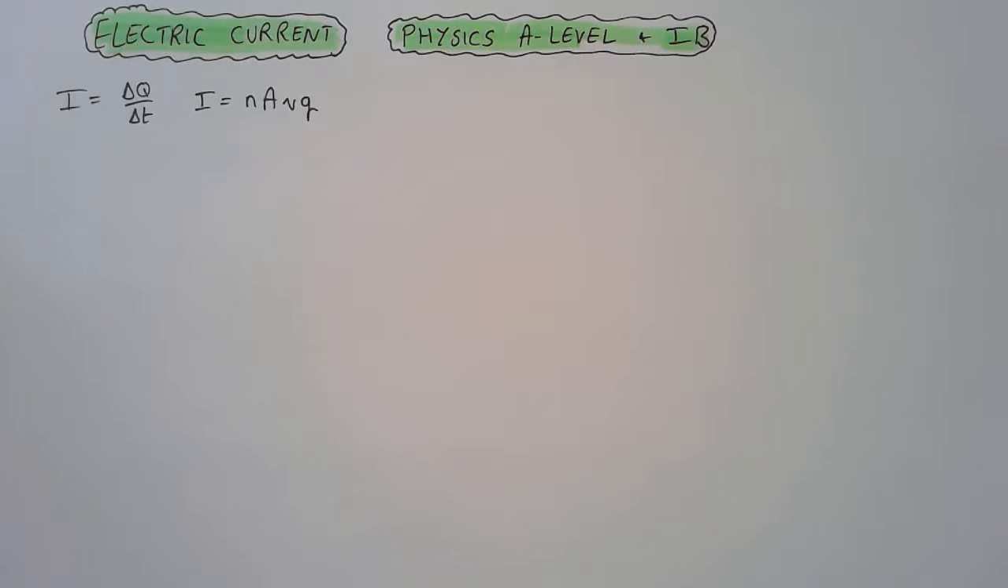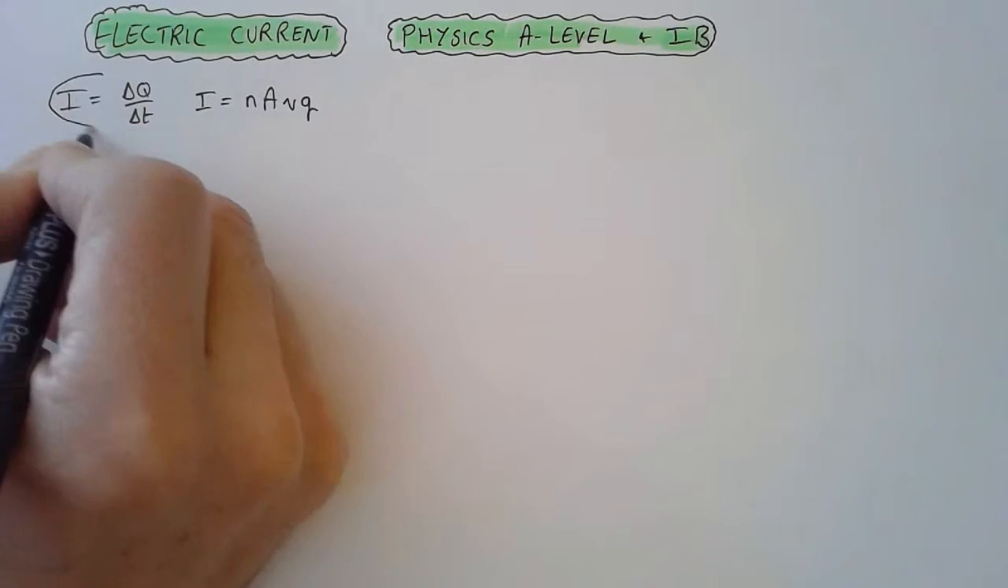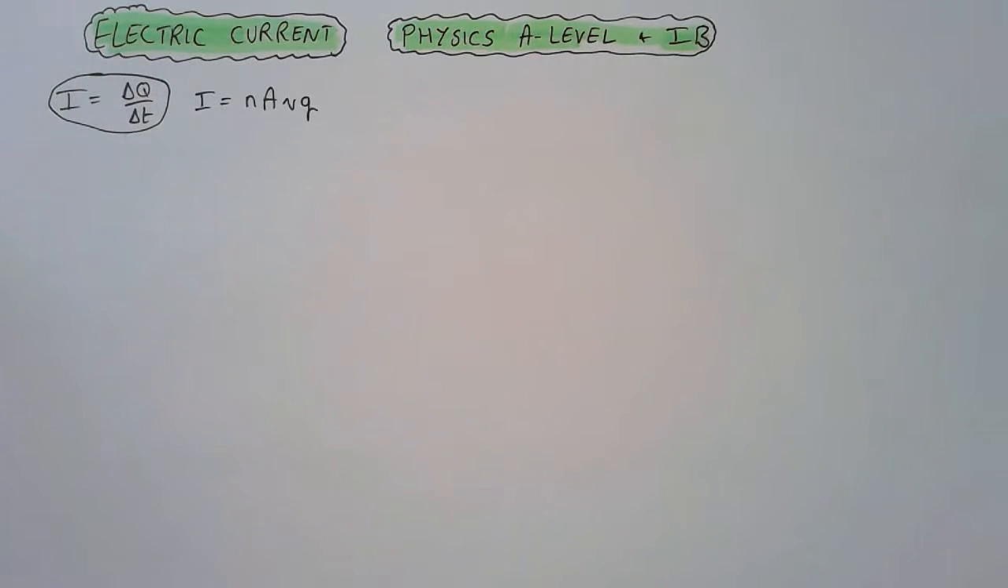So let's look at the first equation. Well, the first equation tells us that the current is the rate of flow of charge, the amount of charge passing per unit time. In other words, it's the charge passing per second. So let's see what that means.